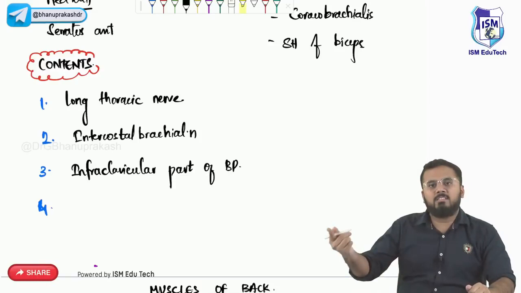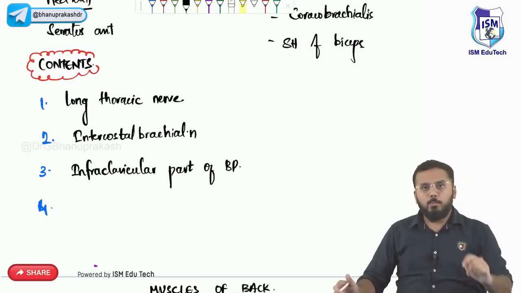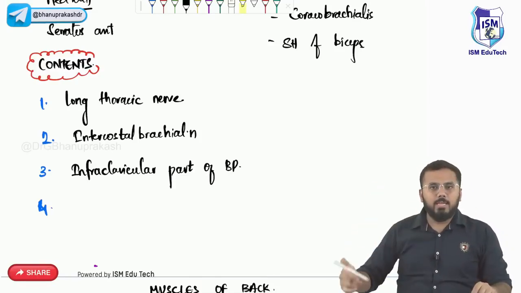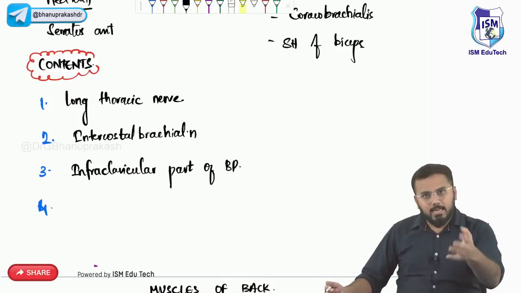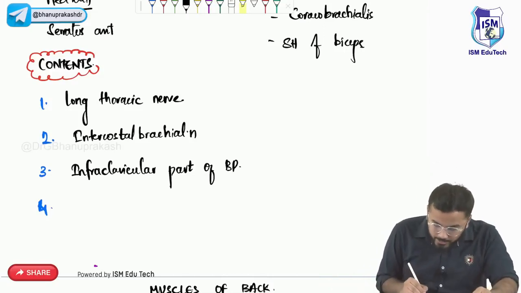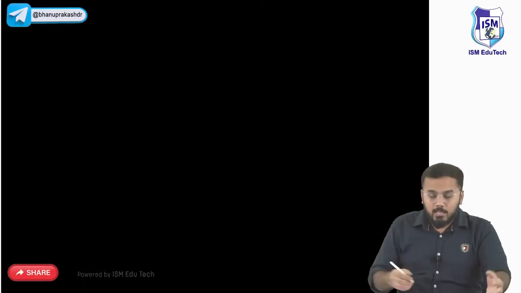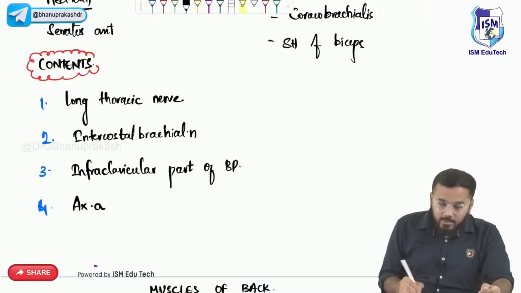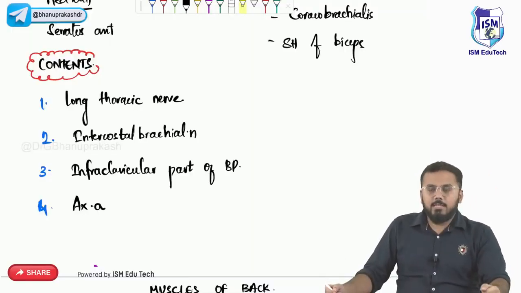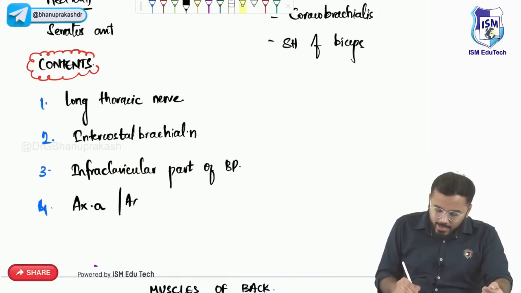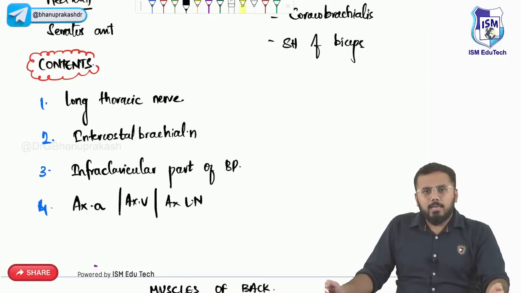I will teach you the brachial plexus and I will tell you it is divided into two parts. Above the clavicle, half of the brachial plexus is there. Below the clavicle, another half is there. Fourth important part is we are discussing the axilla. So obviously axillary artery will be there, axillary vein will be there, axillary lymph nodes also will be there, isn't it?